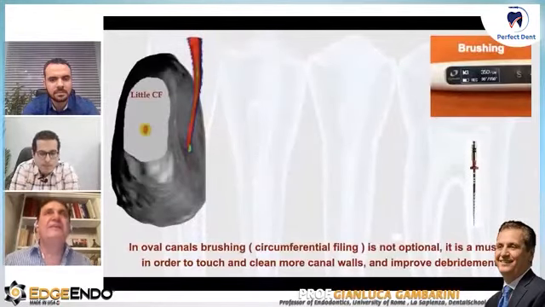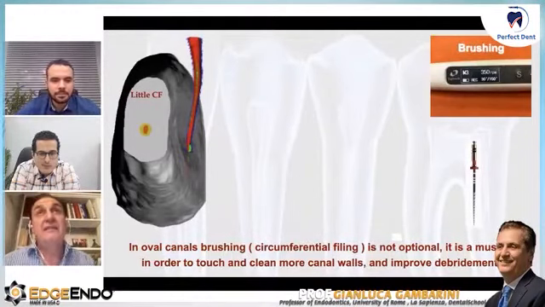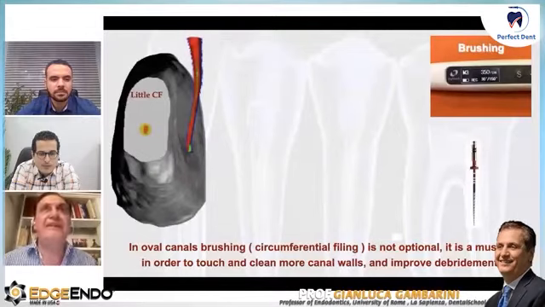Now, obviously, when we speak about shaping, we also speak about cleaning. But there is a big difference when we speak about cleaning, between cutting walls and touching walls. What we have to do is not cut too much of the canal, it is touching canal walls to remove bacteria, to remove biofilm, to remove tissue left inside.